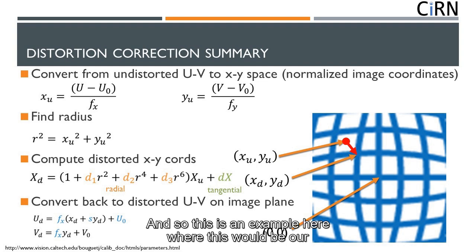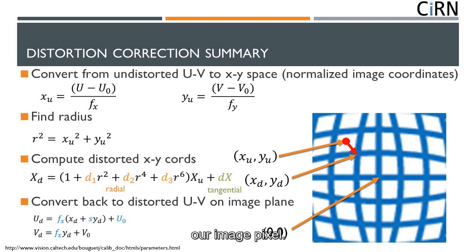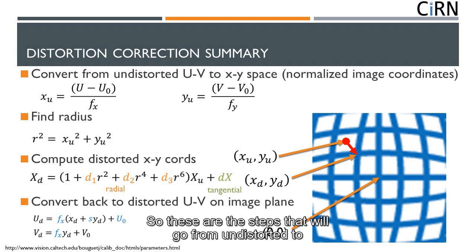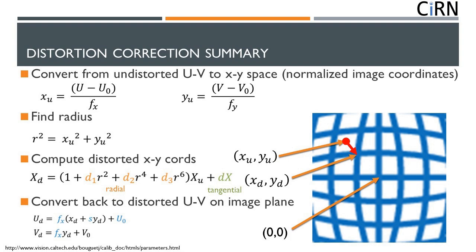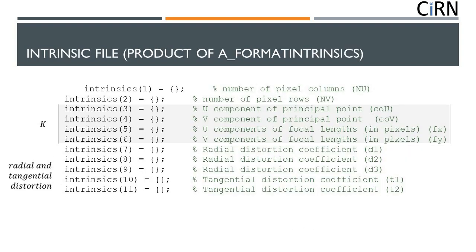This is an example where this would be our undistorted point, but because of the distortion, it's here on our image pixel. So these are the steps that will go from undistorted to distorted. I think that's it. I have a question.